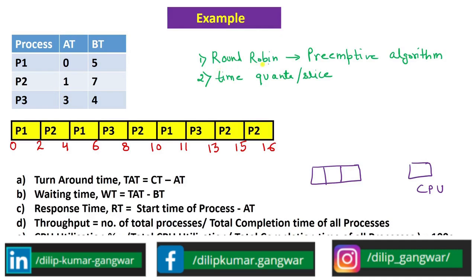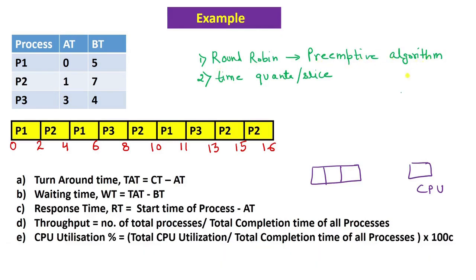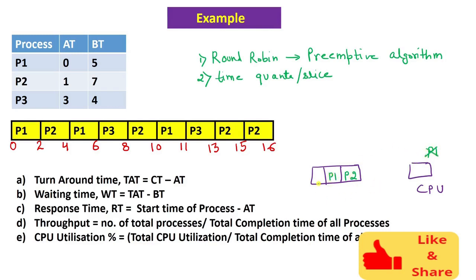Just for recall, round-robin is a preemptive algorithm. So what is a preemptive algorithm? Let's say this is the ready queue and this is the CPU, and process P1 is currently executing on the CPU. Let's say another process comes inside the ready queue. Then this P2 can ask P1 to leave the CPU. And then P1 has to come again to the ready queue if it has not completed its CPU burst time, and P2 will run. So this is a preemptive algorithm, meaning a process inside the ready queue can ask the currently executing process on the CPU to leave the CPU.